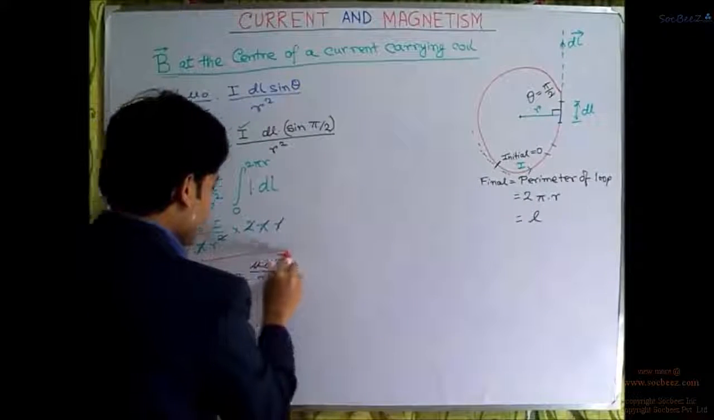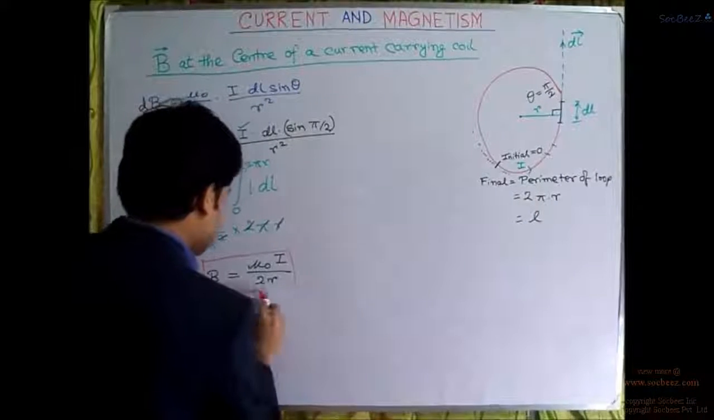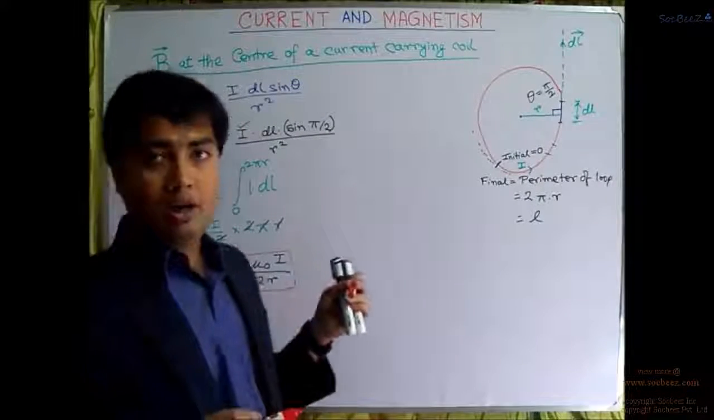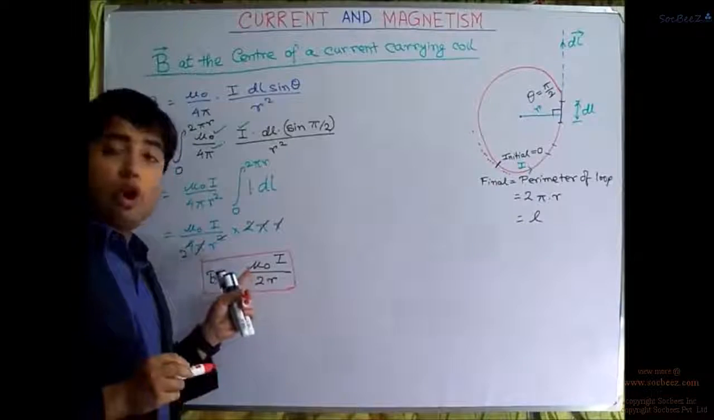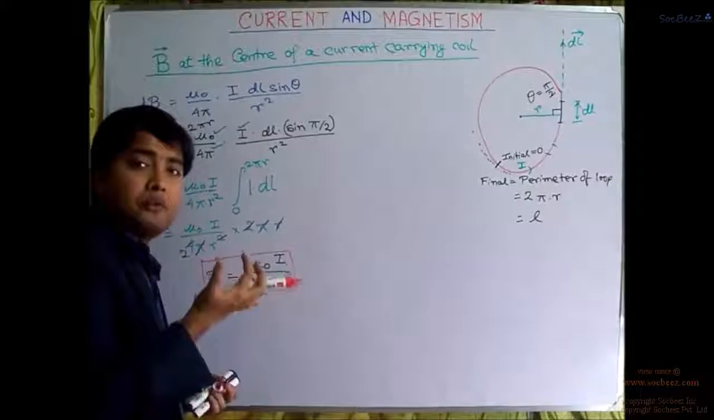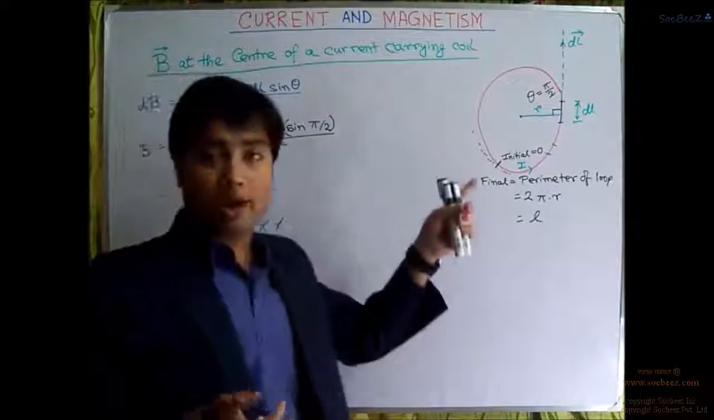So the magnetic field at the center of a current carrying coil will be equal to mu naught I divided by 2r, where 2r means the diameter of this coil, right?